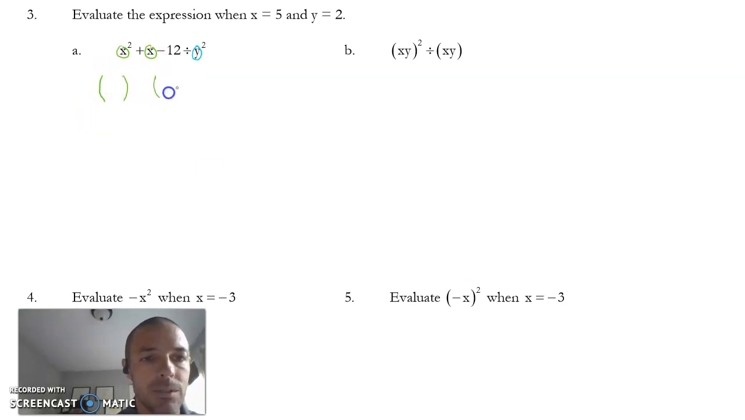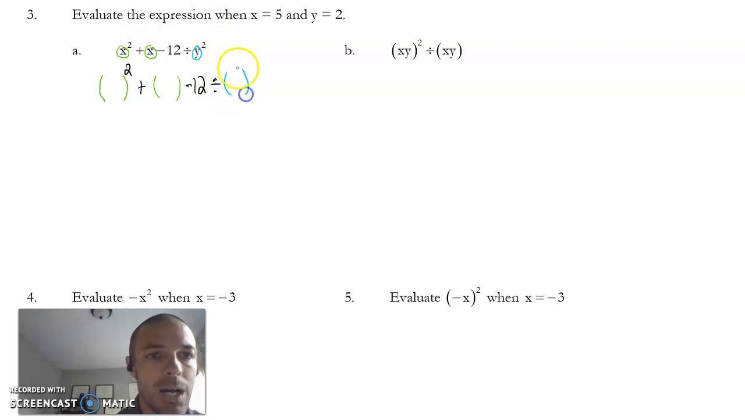There's a set of parentheses, there's a set of parentheses, here's my set of parentheses, and everything else comes with. So that exponent goes to the parentheses now because it was with the x. And then I bring down my addition sign, then I have my parentheses, then I have a minus 12, and I gotta move these over. And I have a divided by, and then I had my parentheses for y, and those had an exponent of 2.